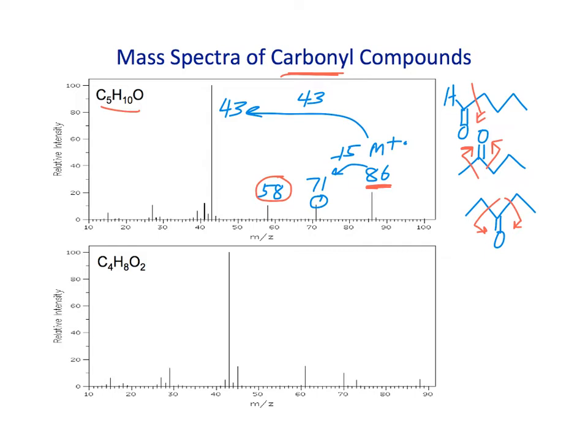Which one? The middle one, right? This one here, right? Because this has a methyl group on one side of the ketone, and a propyl group on the other side.